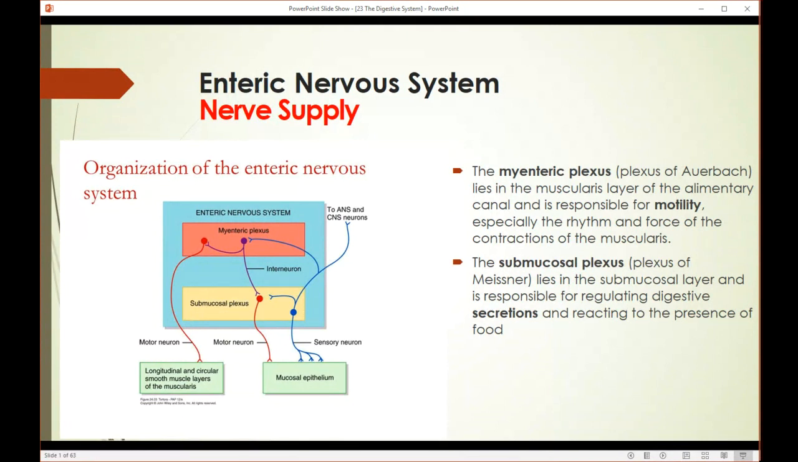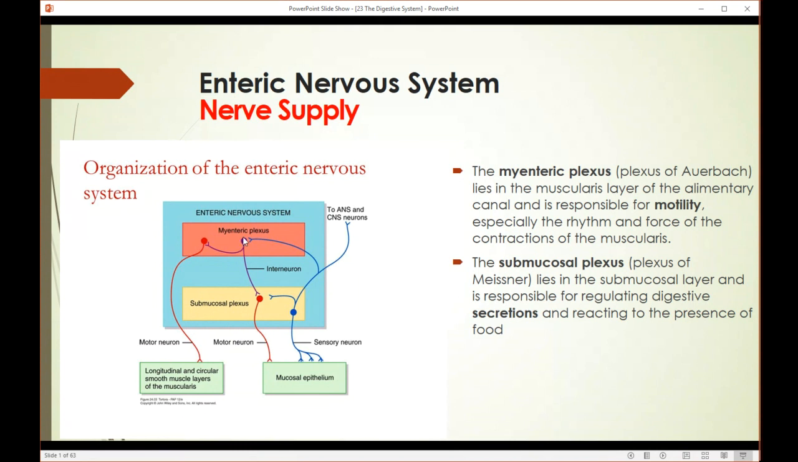So myenteric motility of the muscularis. And then we have the submucosal plexus. The submucosal plexus is in the submucosal layer, and it's responsible for regulating the digestive secretions. It reacts to the presence of food. Okay? So you can see that here.